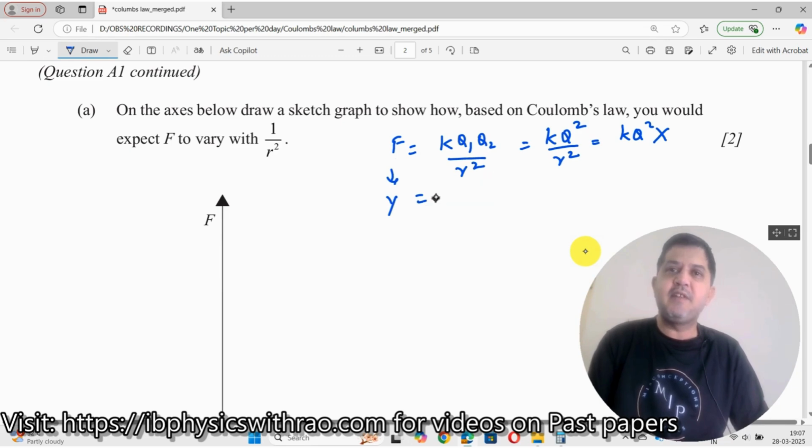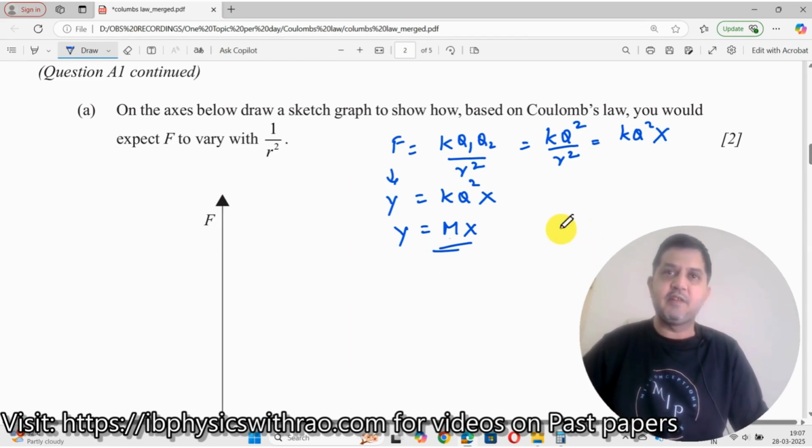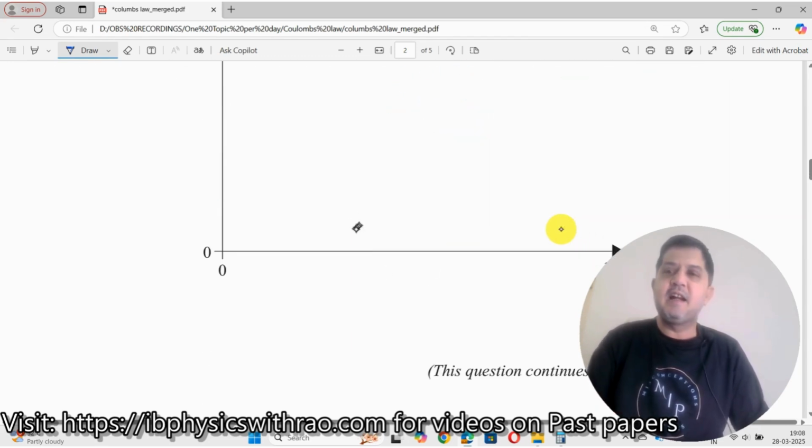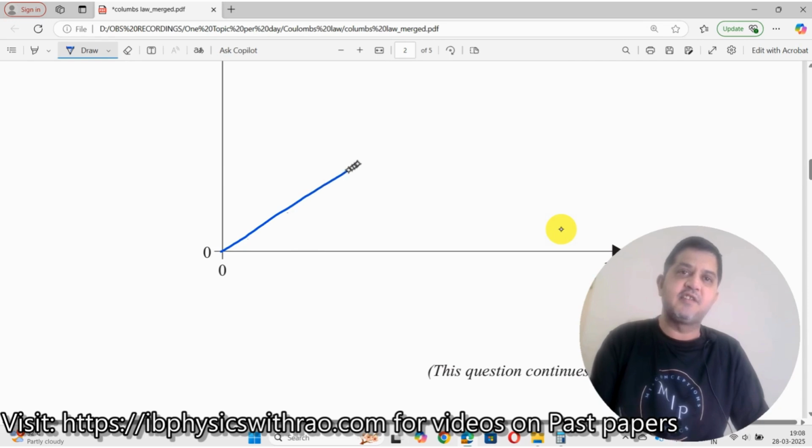Therefore now I have an equation like Y equals K Q square into X. Q is constant, K is constant, so the whole thing is constant. This equation resembles Y equal to mx. When you say Y equal to mx, what kind of plot will I get? I will definitely get a straight line. It passes through the origin because the intercept is 0, so definitely it has to pass through the origin like this.